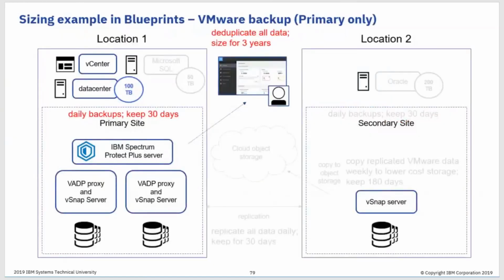This is the sizing example. We're going to concentrate on the sizing example in the blueprints, which talks about a 2-site deployment with VMware and SQL data in one site and Oracle data in the other site. Since we're looking at a 100 terabyte front end, we're keeping backup data for 30 days. We're going to deduplicate it. We're looking at a sizing for 3 years.